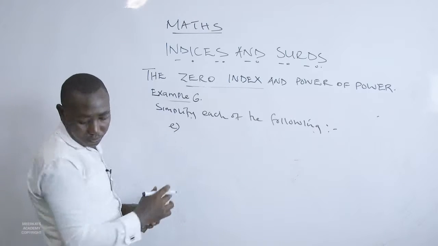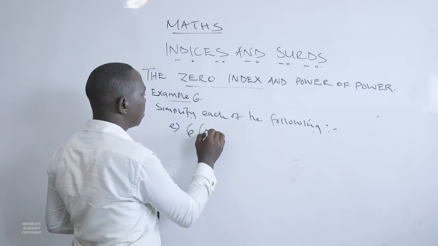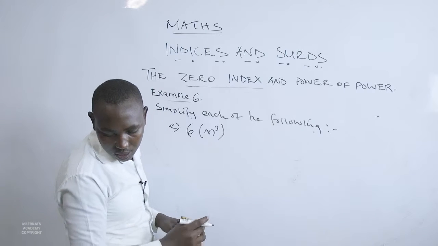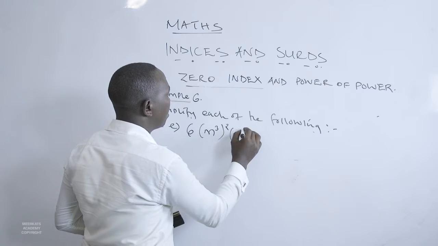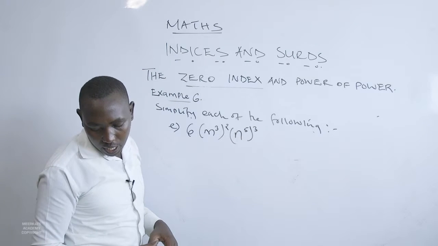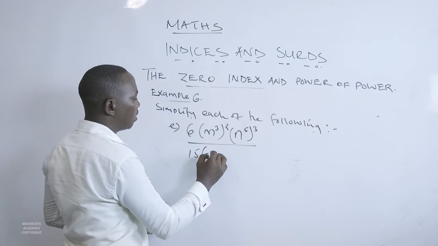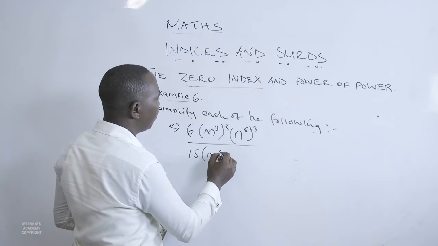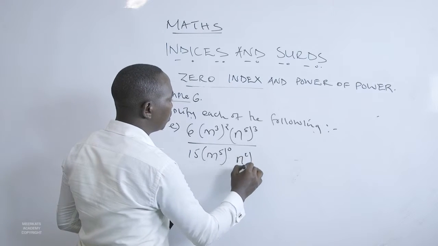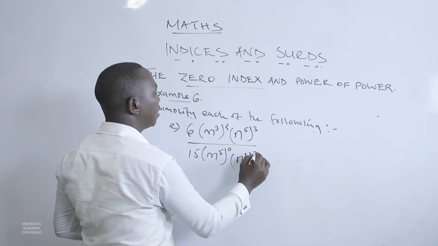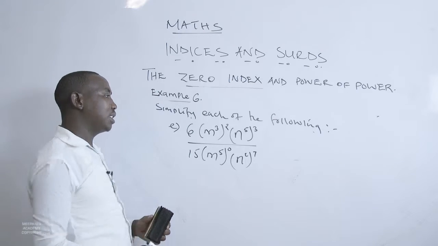Part E, we have 6 m cubed raised to 2, n raised to 5 raised to 3, the whole of it divided by 15 into m raised to 5, the whole of it raised to 0, n raised to 2, the whole of it raised to 7. So you can easily try to work out that one very fast.